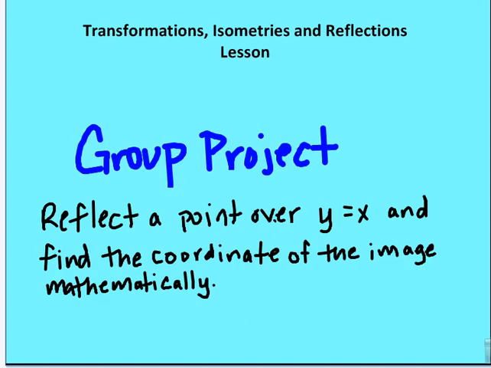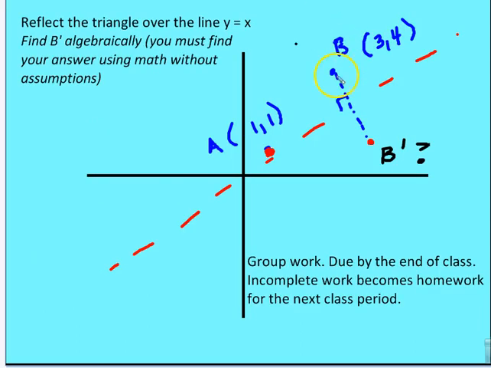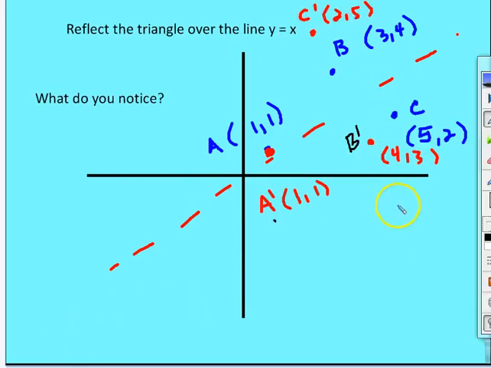And then I'll just remind you that there's a group project to have you find the coordinates mathematically. And I'm going to go through this in just a second for you. All right, so we're going to reflect (3, 4) over the line y = x to end up at B prime. So B prime becomes from (3, 4) to (4, 3). C prime from (5, 2) to (2, 5). A (1, 1) stays at A prime (1, 1).